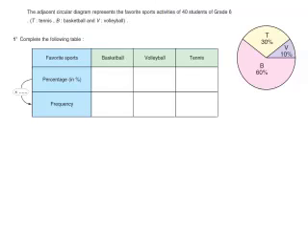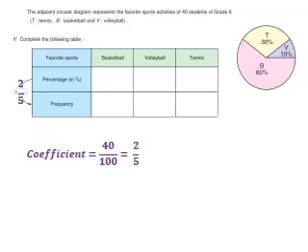So again, as I told you, the first thing you have to do is find the proportionality coefficient, which is equal to the total frequency over 100. The total frequency in this case is the 40 students of grade 6. So 40 over 100 is equal to 2 over 5. So the proportionality coefficient is 2 over 5.